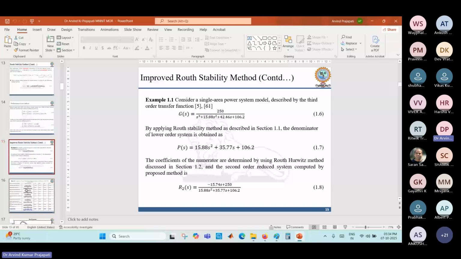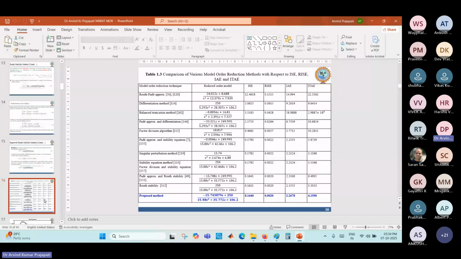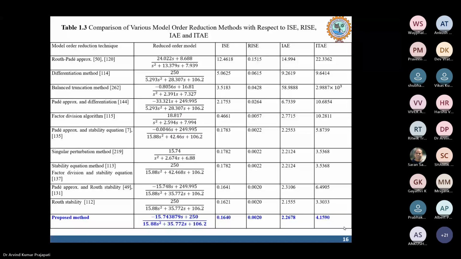Once you have calculated the reduced order model using some techniques, you can compare your technique with other techniques. Here I have compared with other techniques. If you see, I have proposed some new methods, and you can see that these methods give less error as compared to the other existing methods. I have prepared the tables.